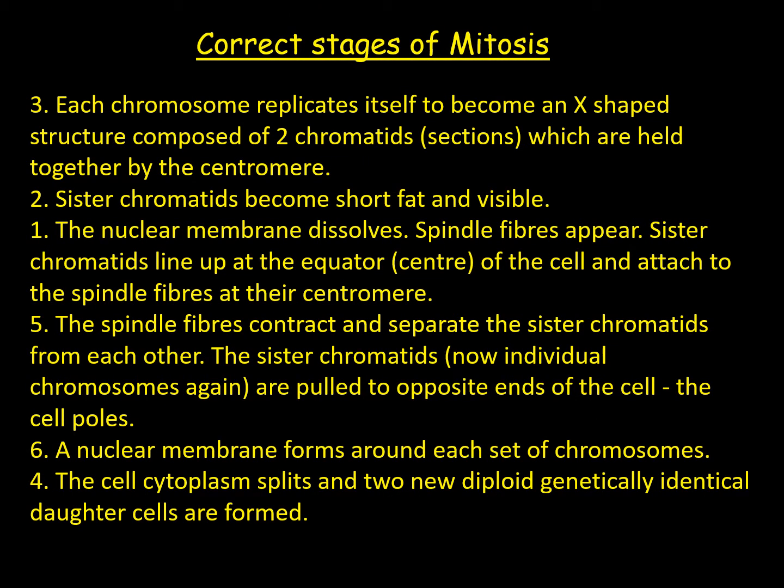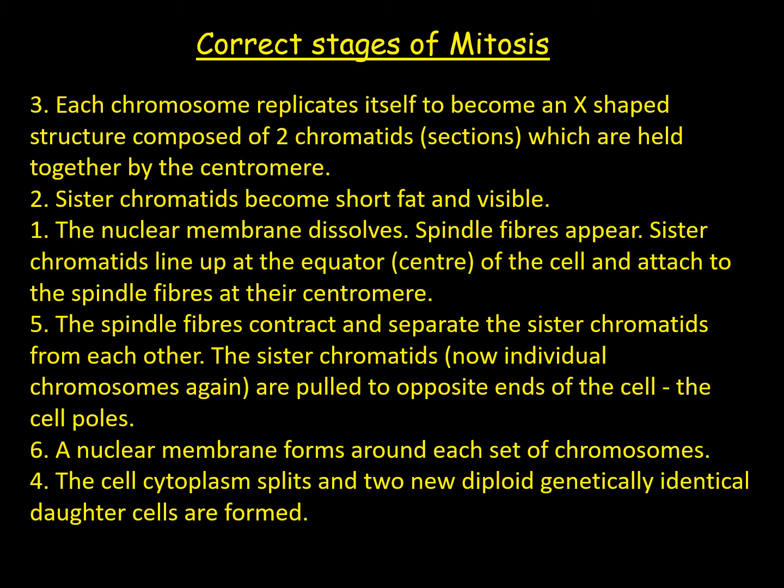Each chromosome replicates itself to become an X-shaped structure composed of 2 chromatids which are held together by the centromere. Then number 2, sister chromatids become short, fat and visible. Then number 1, the nuclear membrane dissolves, spindle fibers appear, sister chromatids line up at the equator of the cell and attach to the spindle fibers at their centromere.